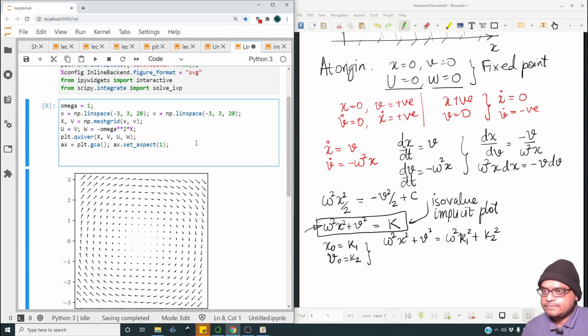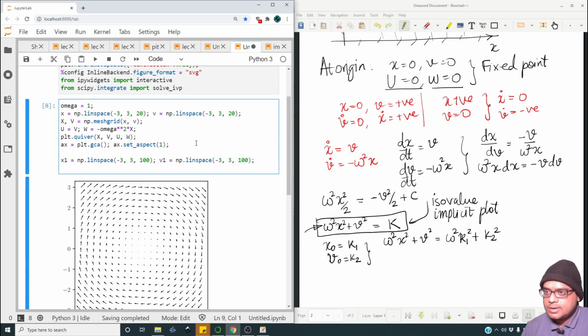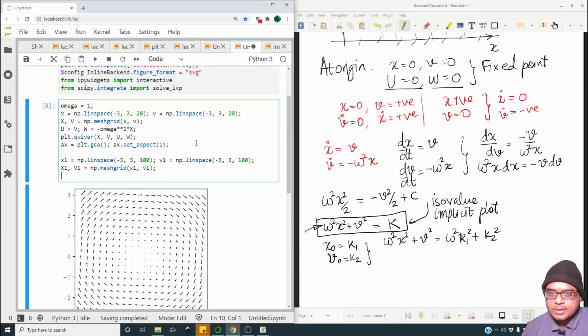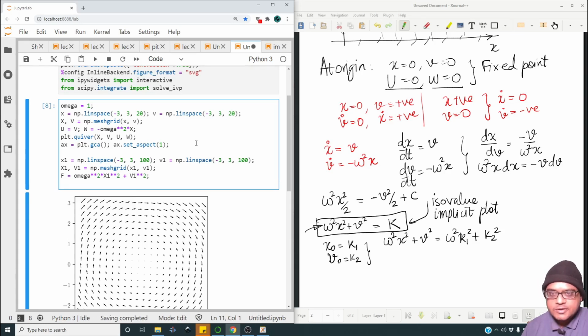Let me define x1 as np.linspace from -3 to 3. Let me take more points. v1 equal to np.linspace -3 to 3, 100. Now we will have capital X1, capital V1 equal to np.meshgrid x1 comma v1. Then we will define a function capital F as omega square times x1 squared plus v1 squared, and we need to plot.